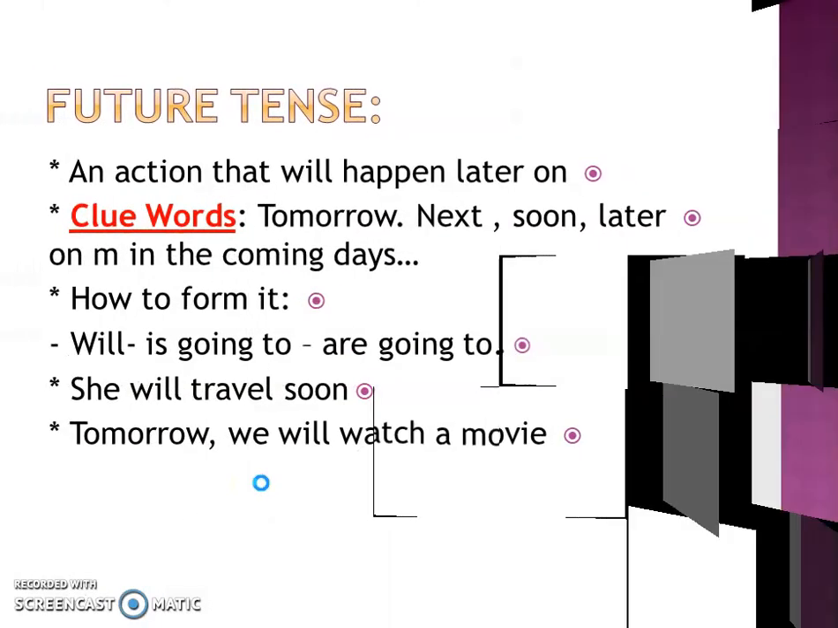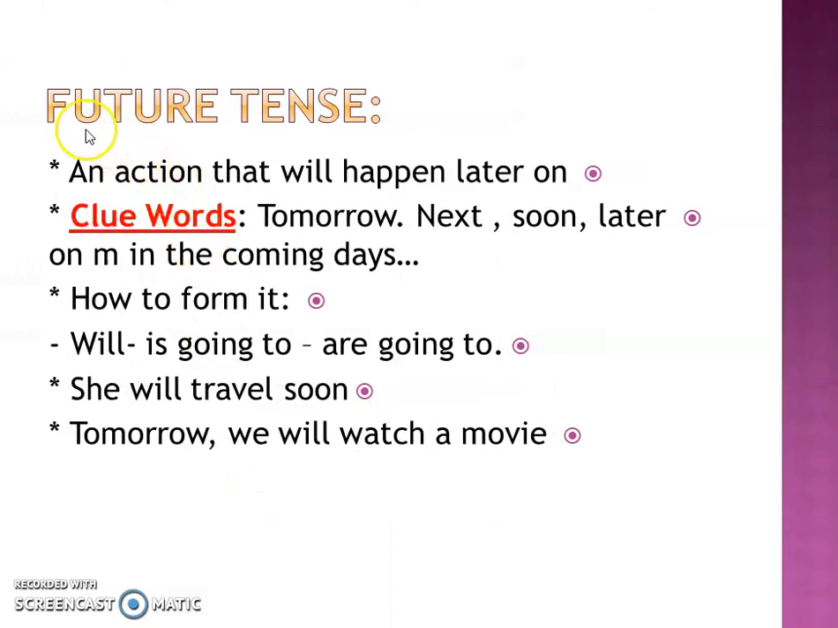Now, our third tense is the future tense. Okay? When we're talking about the future tense, it means that we're talking about an action that will happen later on. It didn't happen, it will happen. The clue words are tomorrow, next, soon, later on, in the coming days. Okay? Now, how do we form it? We put will, is going to, or are going to. Look here, she will travel soon, or tomorrow we will watch a movie.